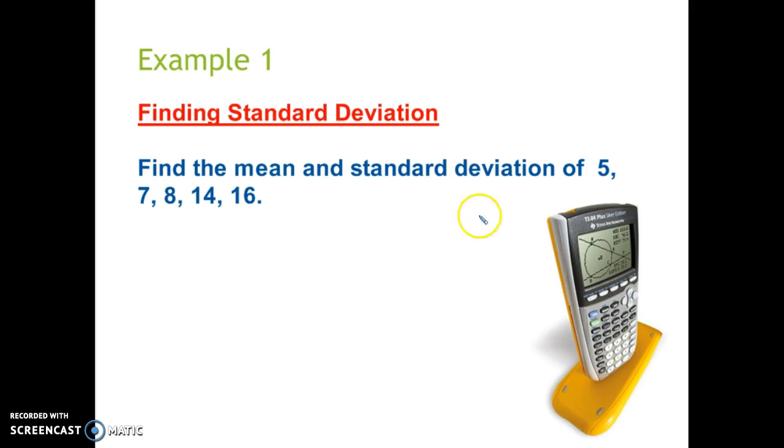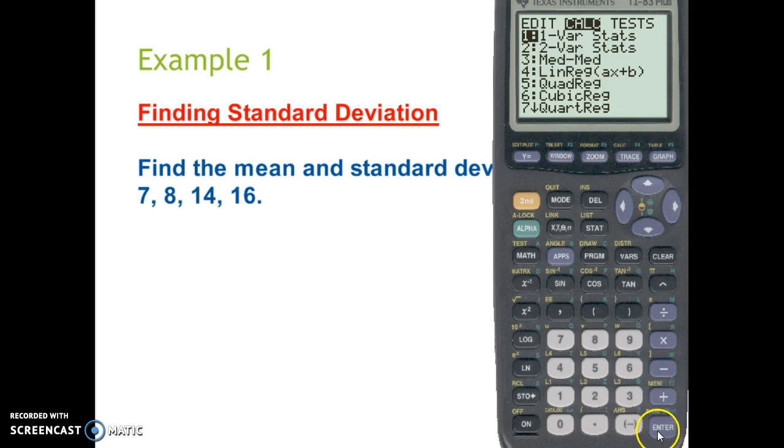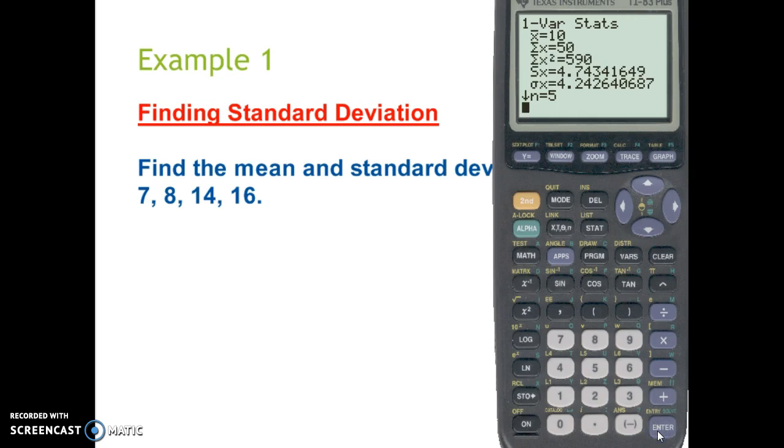Okay, so we've got the mean and standard deviation of 5, 7, 8, 14, and 16. So we're going to enter it into the calculator. Okay, so I'm going to go on my calculator to stat, and I want to go to edit, so I can enter everything in. And we have 5, 7, 8, 14, and 16. Alright, so then I'm going to go stat, calc, one variable stats, and let it load. Okay, so it tells me that my mean is 10.